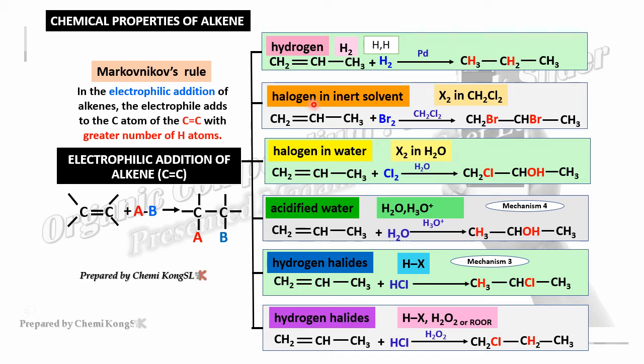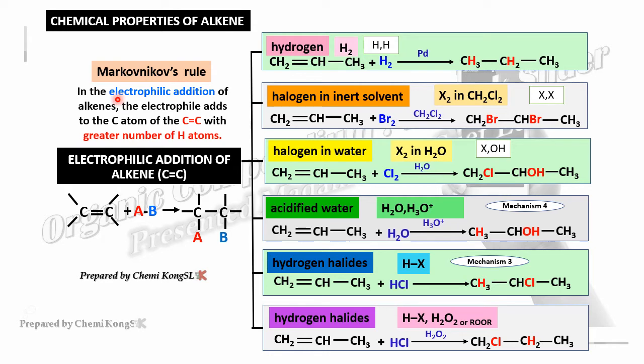The second one is halogen in inert solvent. In this case we use bromine in inert solvent. If you are using chlorine, chlorine is a gas, that's why no need to write down CH2Cl2. But for bromine, yes. Both are the same atom, meaning the halogen. In this case, bromine is added to the carbon-carbon double bond, so no need to apply Markovnikov rules. Next, halogen in water, so chlorine in water, H2O. So a halogen atom and hydroxide group will be added. In this case, we need to apply Markovnikov rules.